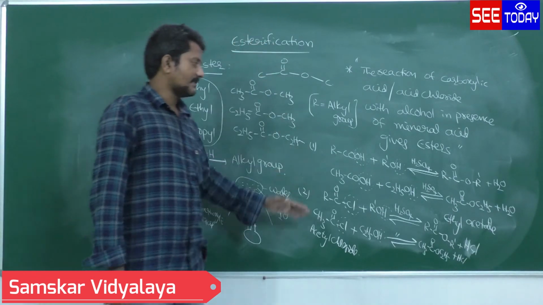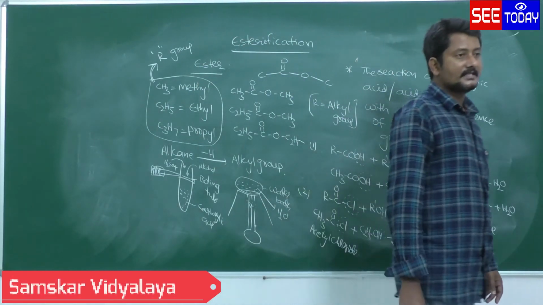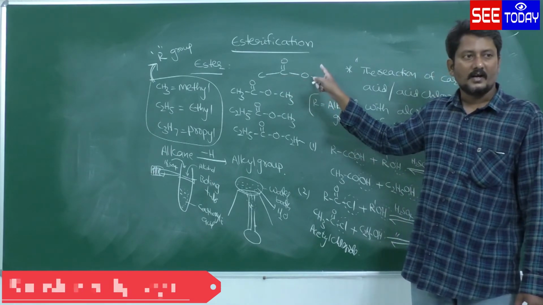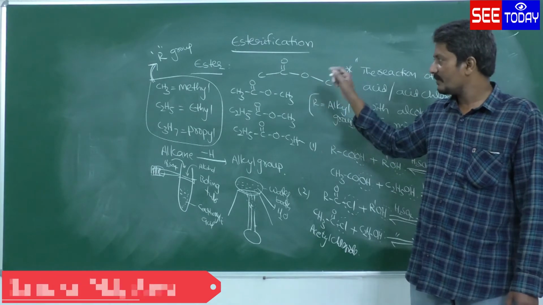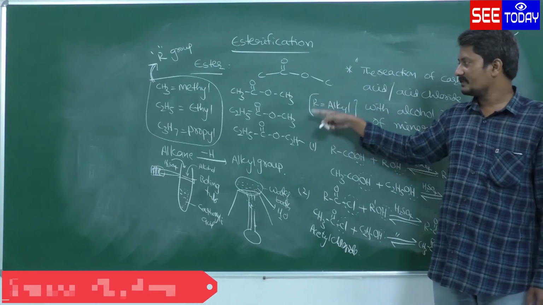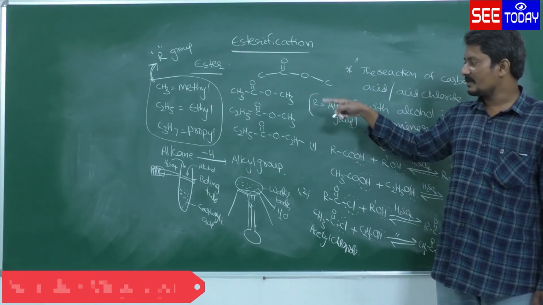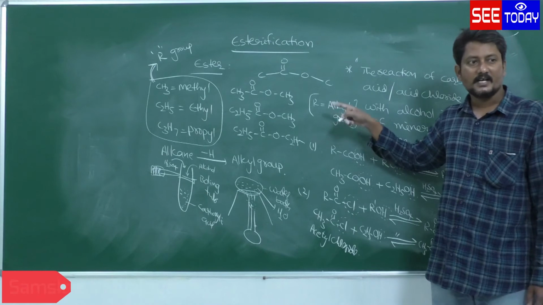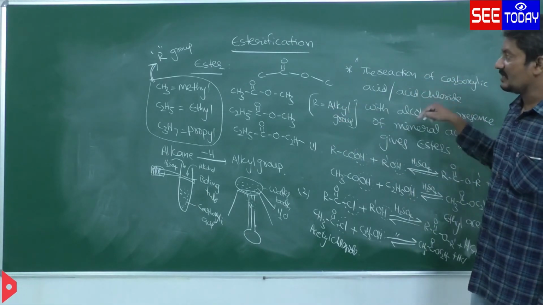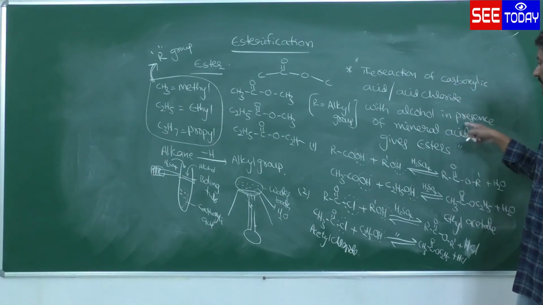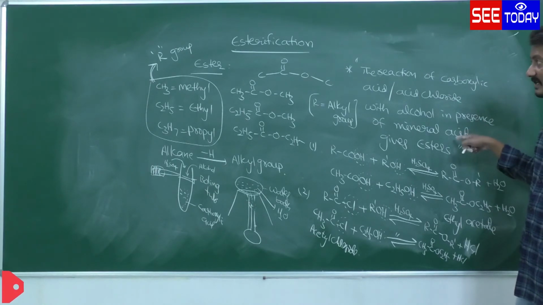Okay, this is about esterification. Once again, what are esters? A C=O functional group consisting of alkyl groups or aryl groups also. For your 10th class, we have the alkyl groups. That is called an ester. These are the examples: CH3C(=O)OCH3, C2H5C(=O)OCH3, C2H5C(=O)OC2H5. They are examples of esters. Next, what is esterification? The reaction of a carboxylic acid or acid chloride with alcohol in the presence of a mineral acid gives esters. This is called esterification.